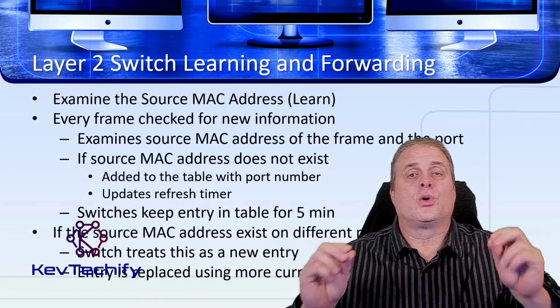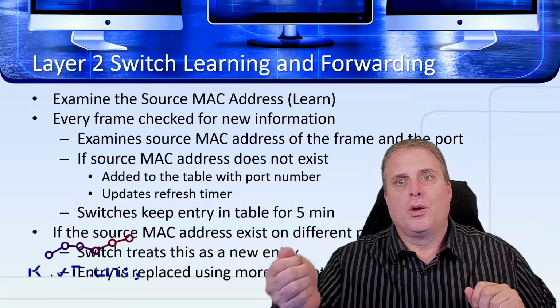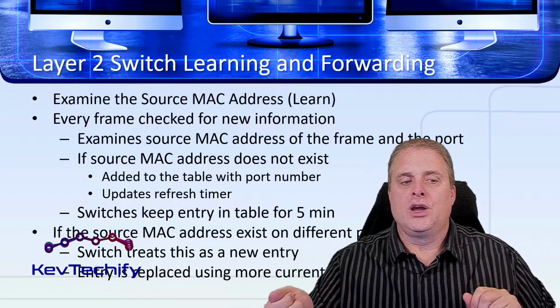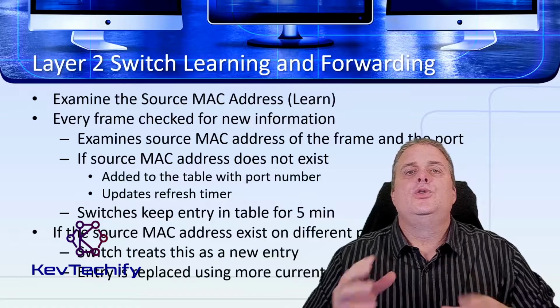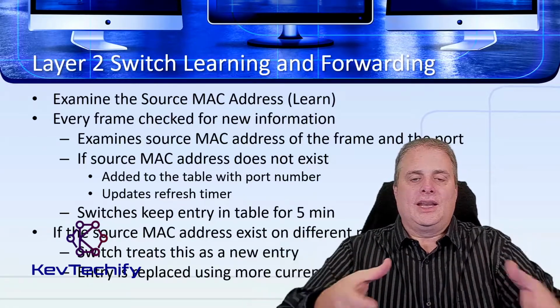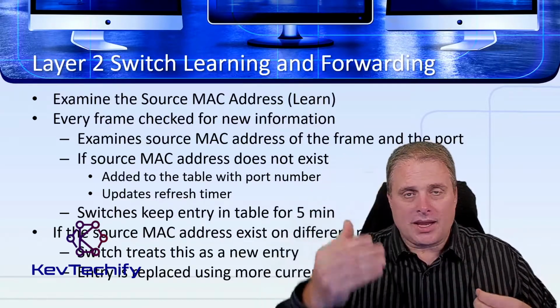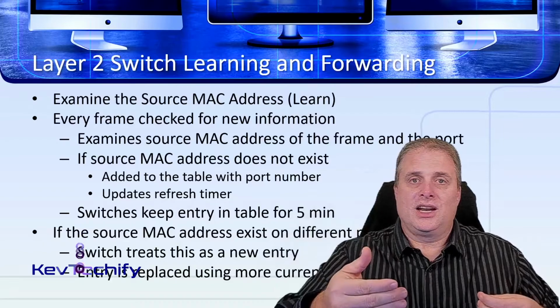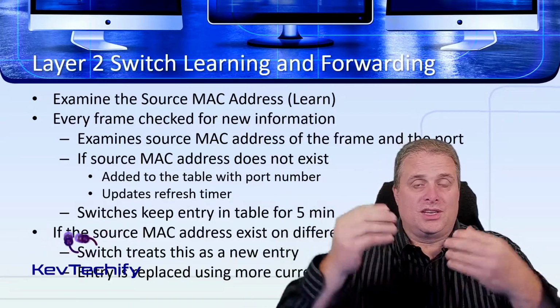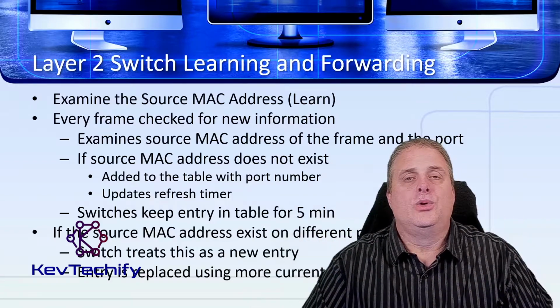Now, if that source MAC address is on a different port, say somebody moved from port 1 to port 2 on the switch, the switch treats that as a new MAC address entry. It goes through the process of getting in that frame, looking at the source MAC address, looking in its MAC address table. If it exists in there, we update the port number. If it doesn't exist, we go ahead and add that in as a new entry.